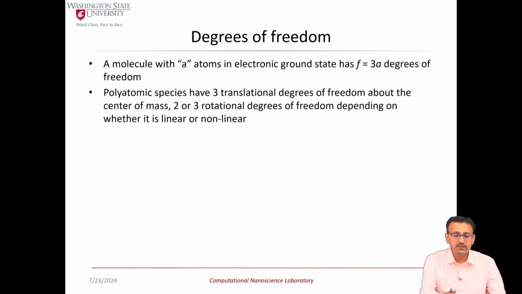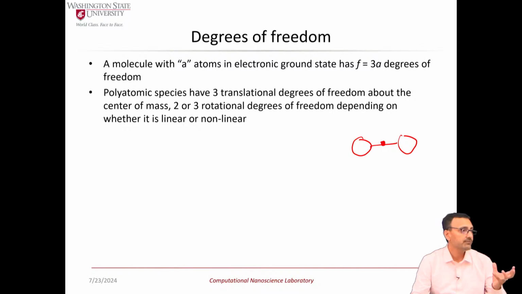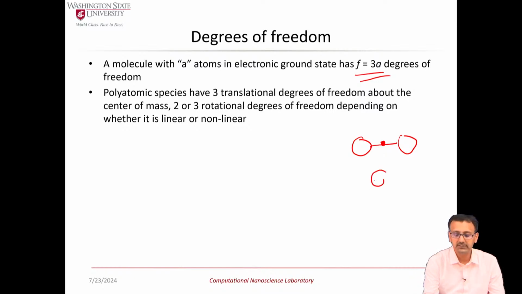So, the general idea is if you have a molecule such as, let us say, oxygen, it has 3 degrees of translational freedom. If you take the center of mass of that oxygen molecule, it can have 3 translational degrees of freedom. But if you use this expression, you can see that oxygen has 3 times 2, that is, it has 2 atoms of course. So, 6 degrees of freedom.